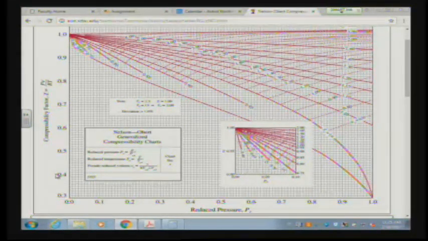Let's take a look at problem 3-70. 3-70 says a 2 kilogram mass of helium is maintained at 300 kPa and 27 degrees centigrade in a rigid container. How large is the container in meters cubed? All right, so for problem 3-70, we are going to use the ideal gas law. So that means that we have to assume ideal behavior in order to do this problem the first time.